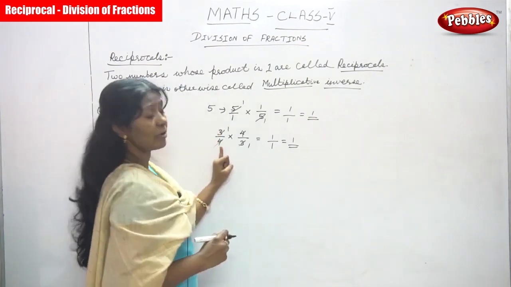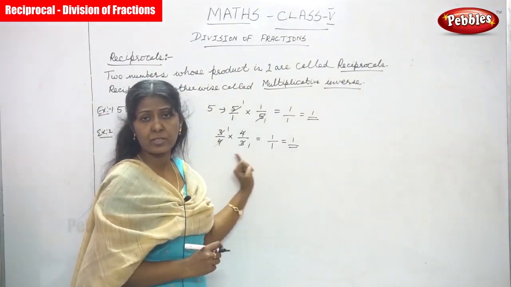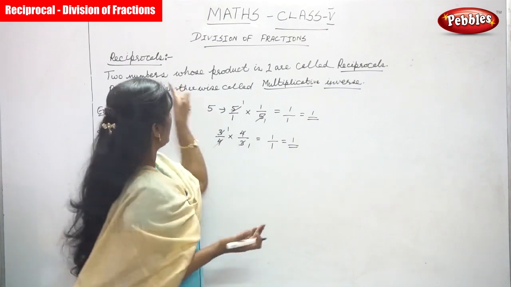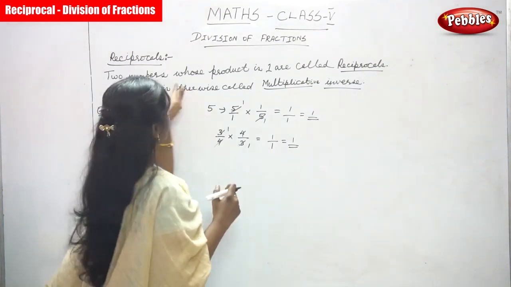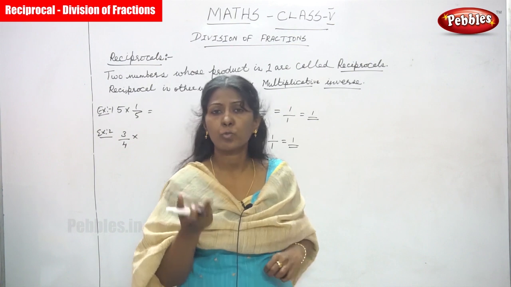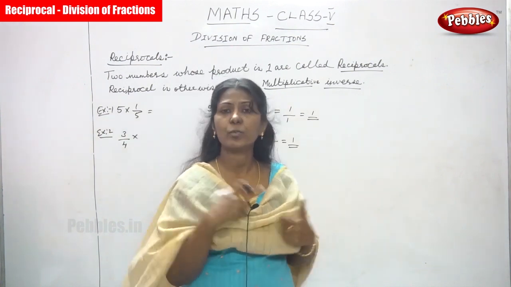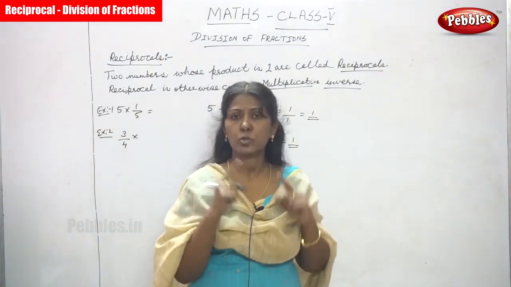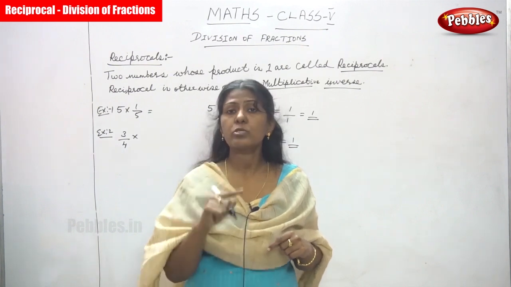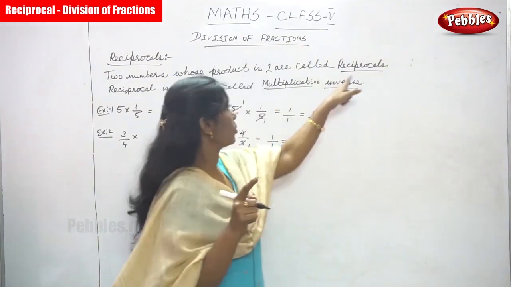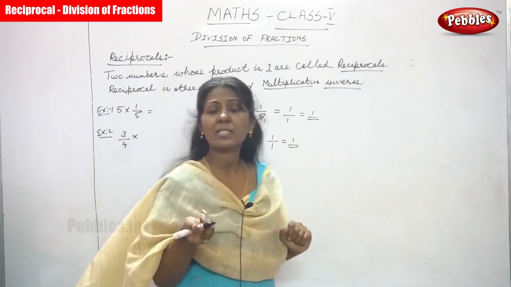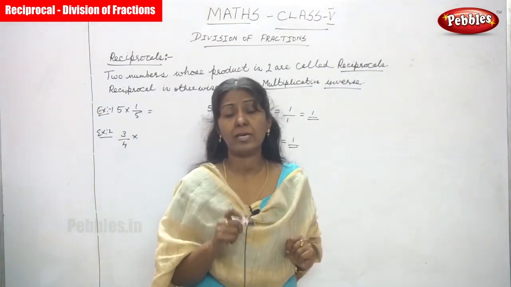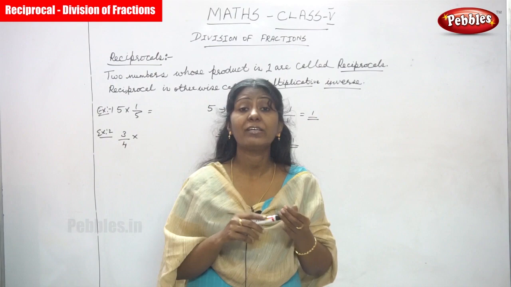So anyhow, this is one fraction, another one is a fraction. So there are two numbers, two fractions. Multiply two numbers whose product is 1, they are called what? Multiplicative inverse. Otherwise we can call it reciprocal. So two numbers whose product is 1 are called reciprocals. Reciprocal is otherwise called multiplicative inverse. So this is the basic and fundamental thing for division of fractions.